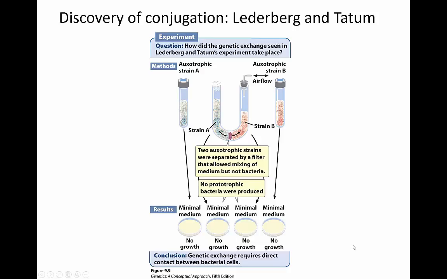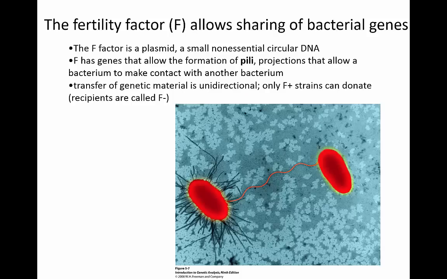And so Lederberg and Tatum concluded that this genetic exchange between these bacteria actually requires physical contact between the bacterial cells. It's not just something that they secrete into the media. These experiments by Lederberg and Tatum were the first observation of conjugation between bacterial cells, and subsequent work by them and a number of other people showed that there is a plasmid called a fertility factor that is found in some bacterial cells. And so if a bacterium harbors the F plasmid, or the fertility plasmid, it is able to make these projections called pili.